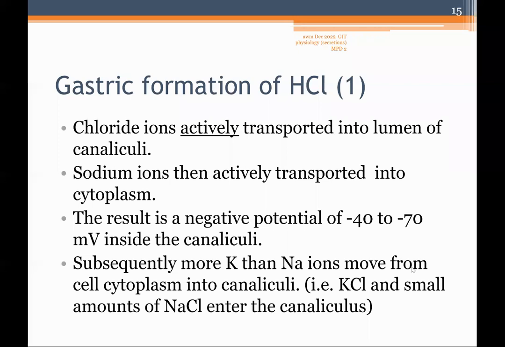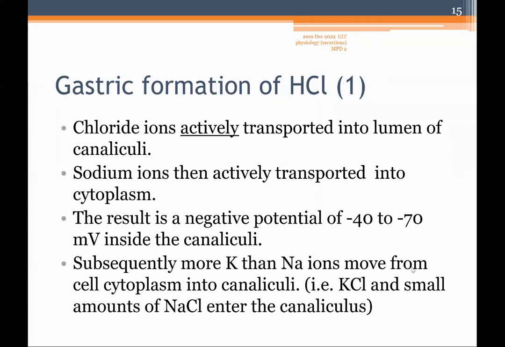And what it explains is that the chloride ions are actively transported first into the lumen of the canaliculus, into that potential space we're talking about within the cell. So within the lining of the canaliculi, you have pumps, and the chloride ions will be actively transported from the cytoplasm into that space. You have chloride ions going out of the cytoplasm, but the sodium ions will be actively transported into the cytoplasm, so that the net result is a negative potential inside the canaliculi.